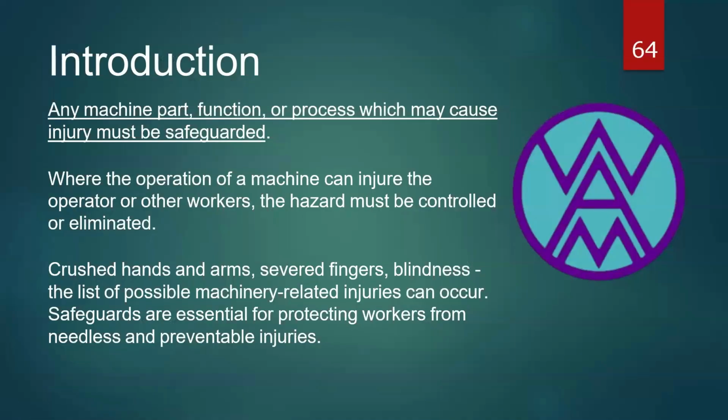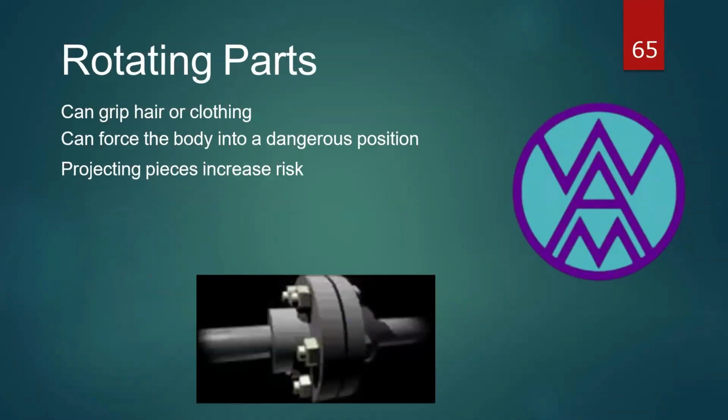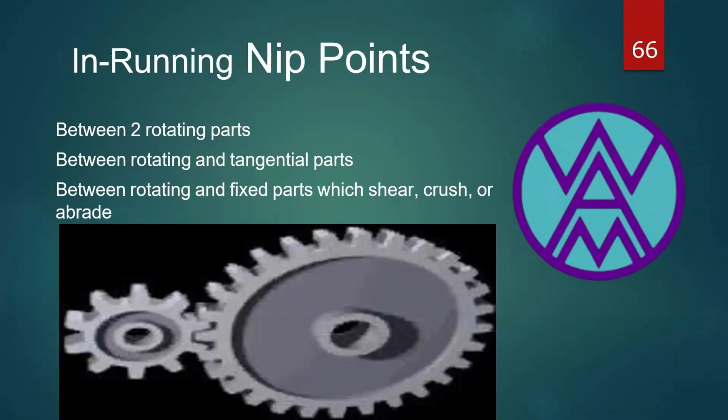Where the operator of the machine or other workers can be injured, the hazard must be controlled or eliminated. Crushed hands and arms, severed fingers, blindness, the list of possible injuries is long. Safeguards are essential for protecting workers from needless and preventable injuries. These are some parts in industry that should be safeguarded. That is the rotating part. You may have seen such parts in nip points between two running parts. If someone puts their hand or finger in this area, they will be brutally injured.